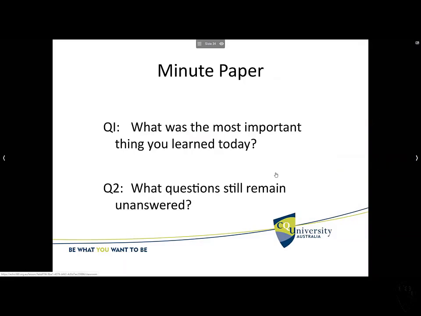So we've had a little bit of a look at some of the costs using Thao Bach's chart. We've looked at product costs, period costs, and then direct and indirect costs, and some of the methods we have for allocating direct and indirect costs, and also some for allocating just indirect costs. What was the most important thing you learned today, and what questions still remain unanswered?